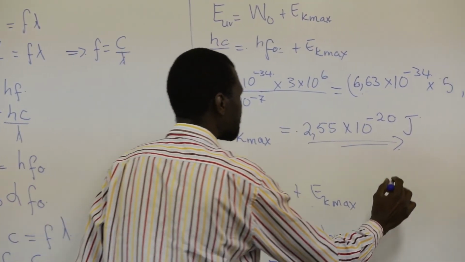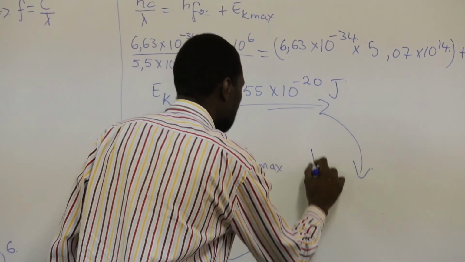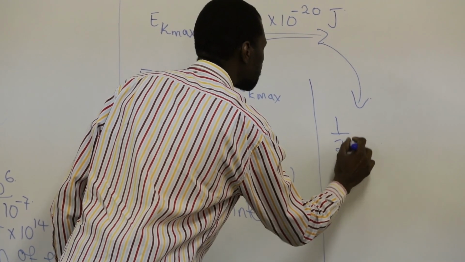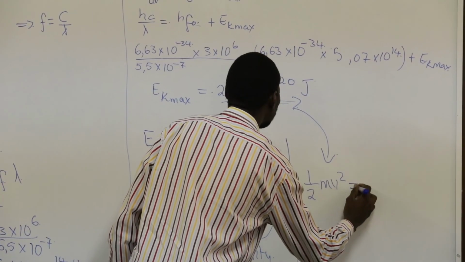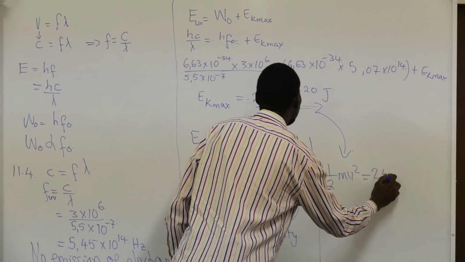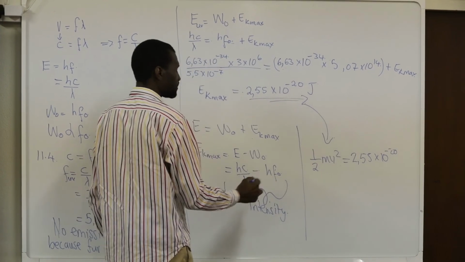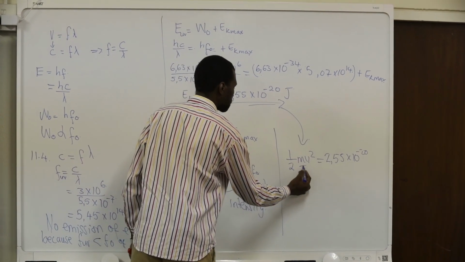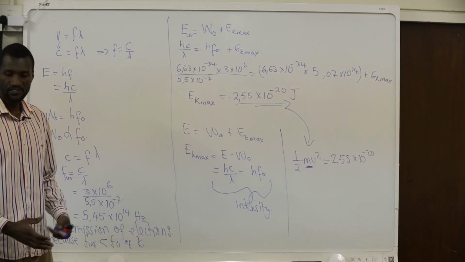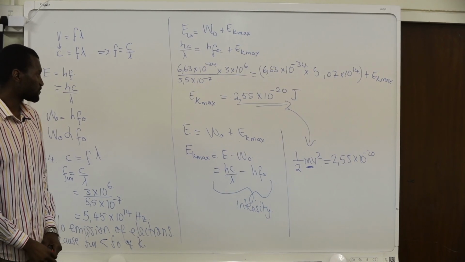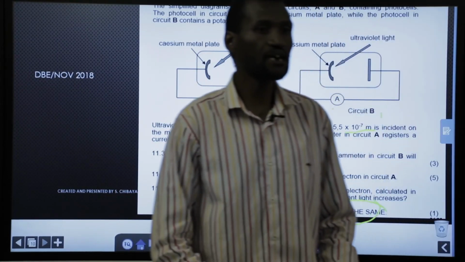There are some questions that can ask you to find the velocity, okay? For you know that EK is equal to half mv squared. So in this instance, we can equate this to 2,55 times 10 to the power negative 20 and be able to find the velocity because we know the mass of an electron. Okay? Mass of an electron we must be aware of. All right. So that's just an extension of the question that you can come up with.